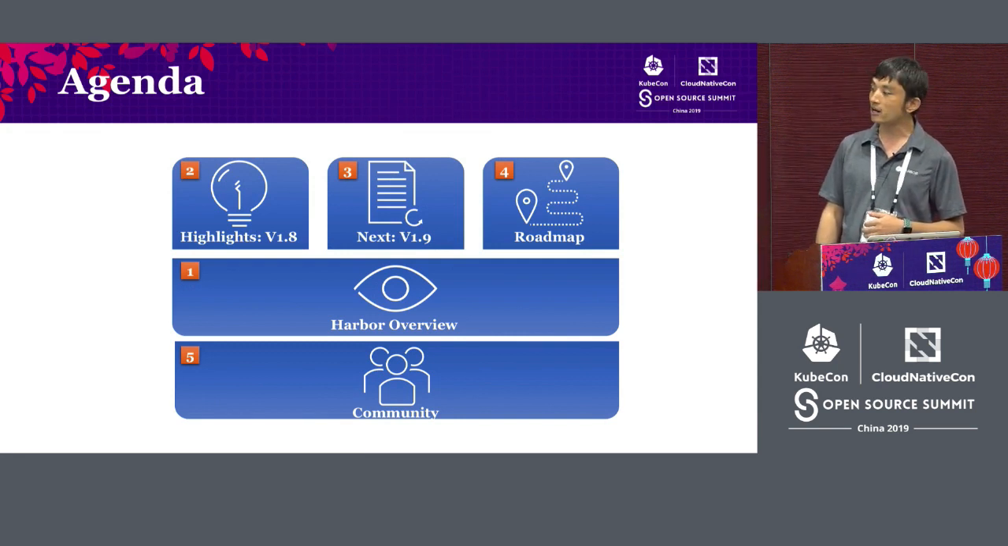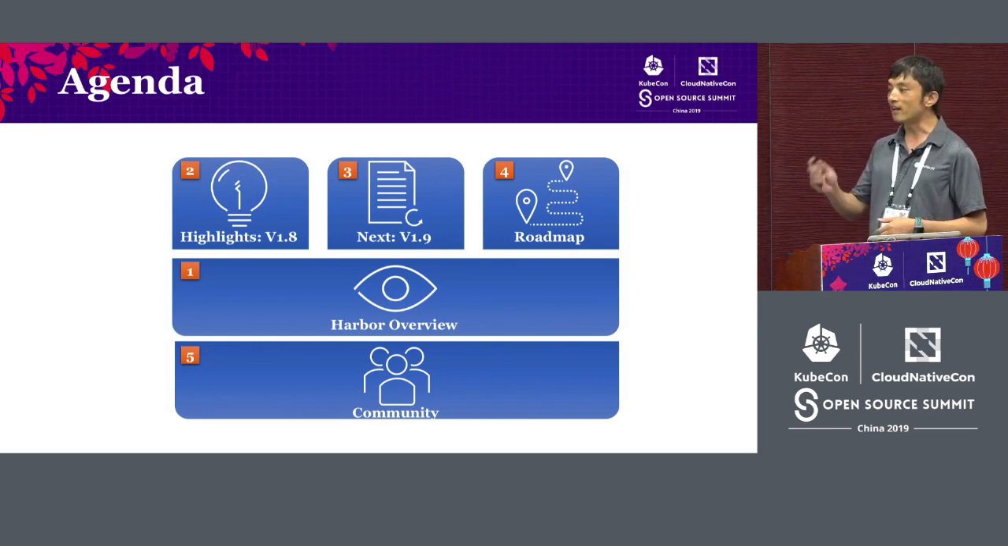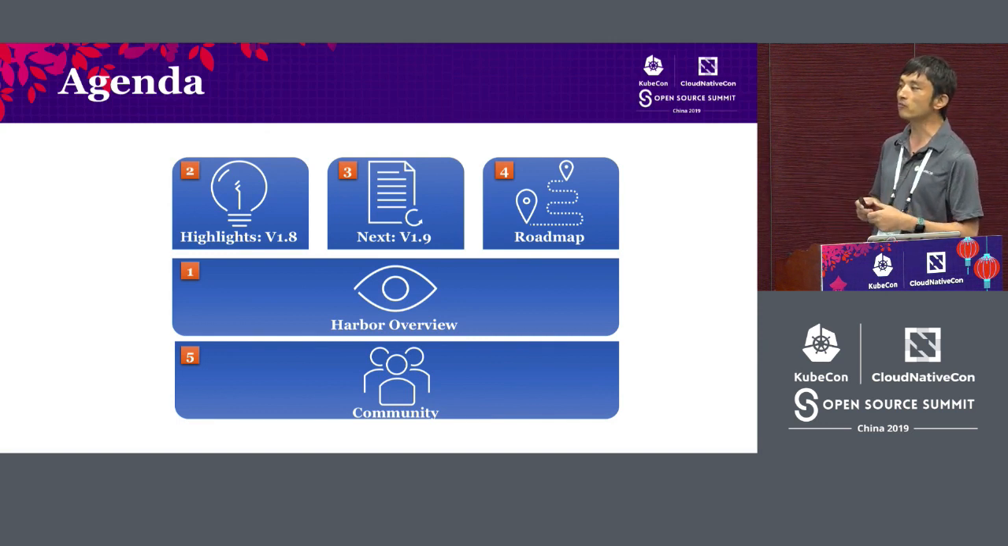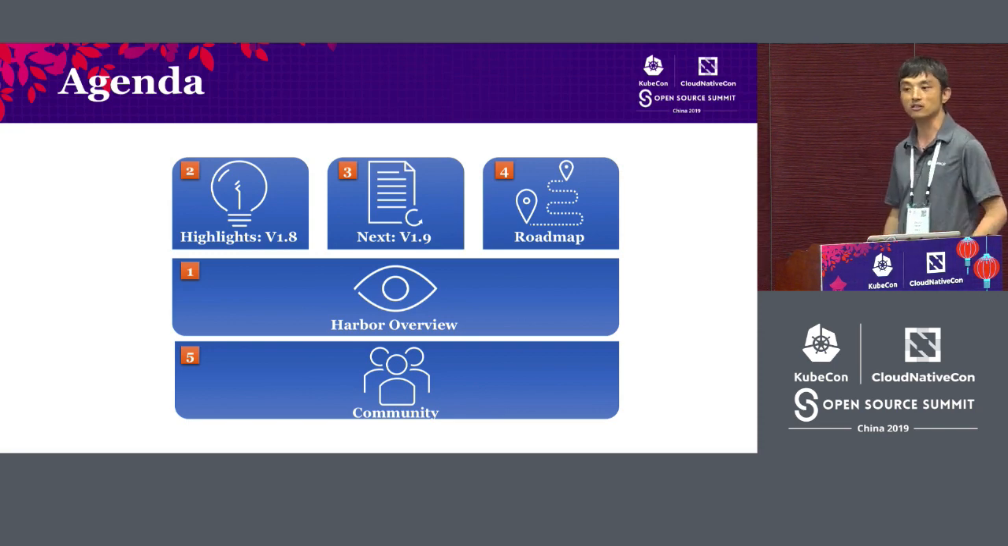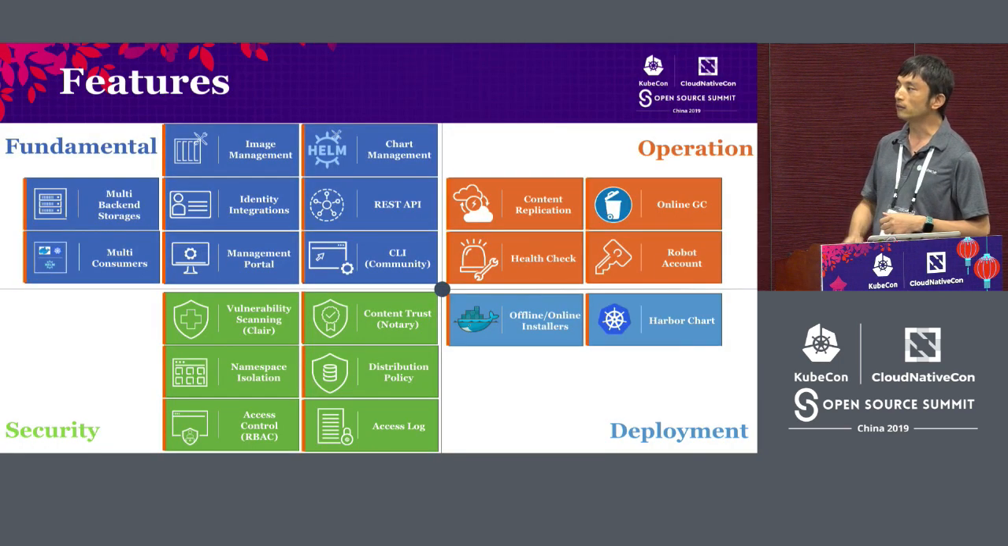Today we'll talk about four things. First, I'll give you the overview of Harbor, and then I will elaborate on the 1.8 version functions. I will also show you the new features in the upcoming v1.9, and we will talk about what features are in our roadmap in the near future. Then we will come back to talk about the community, because this is an open source project and its development needs the support of the community, so we'll talk about that as well. So now let's take a look at the overview.